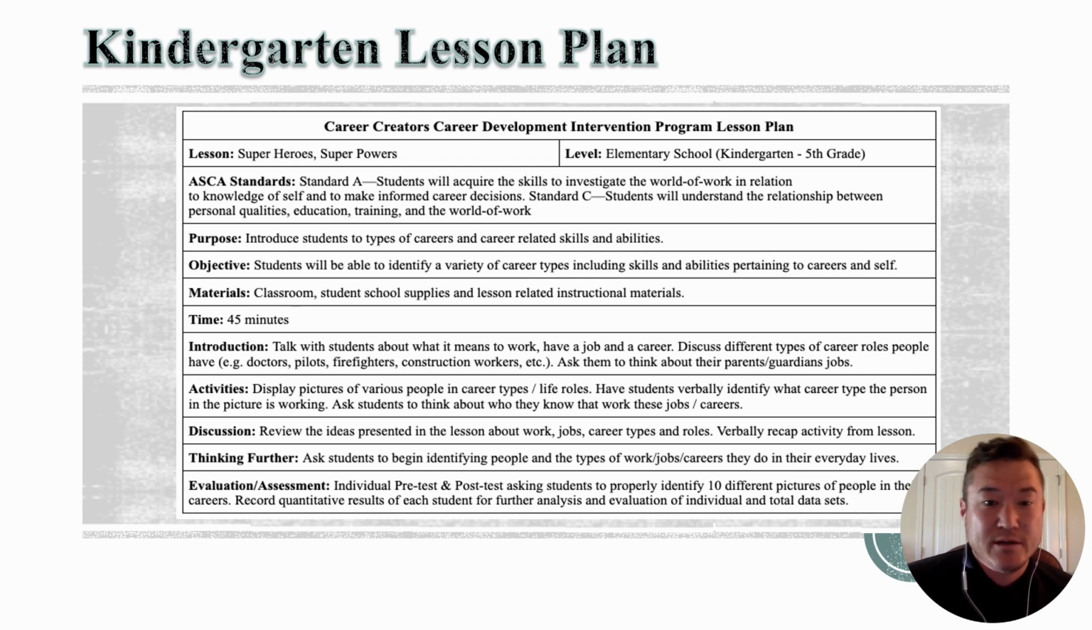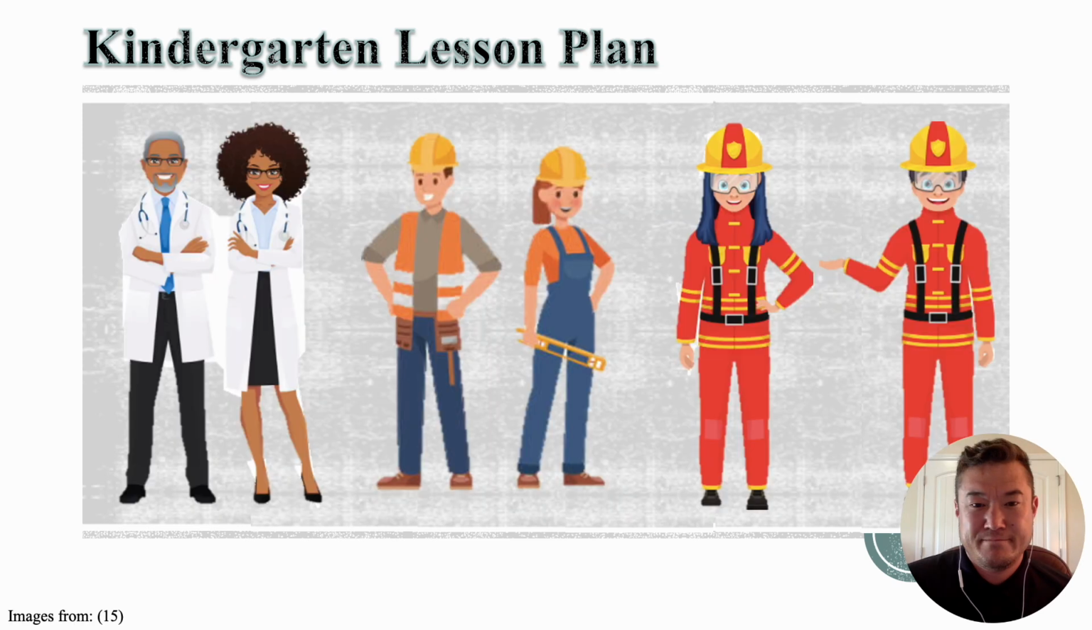The activity portion would include displaying pictures of people in a variety of career roles, which students could then begin practicing to identify verbally. Assessment would include an individual pre-test and post-test of 10 career role pictures, assessing every student's ability to identify the career roles correctly. This would allow for the collection of numerical, quantitative scores for individual, group, and program evaluation. On these next two slides, we have some examples of the superhero career role type pictures that might be used for the activity and assessment portions of the lesson.